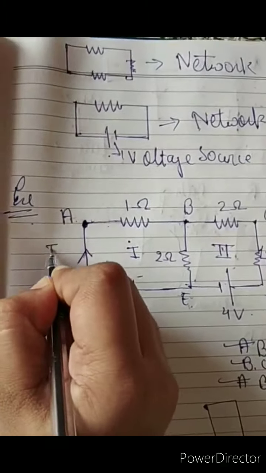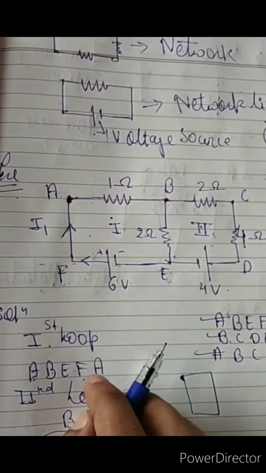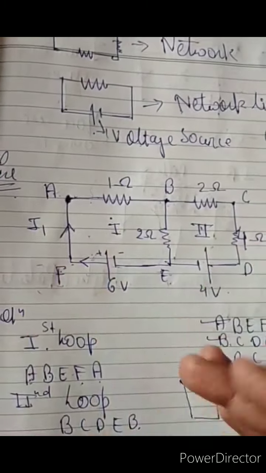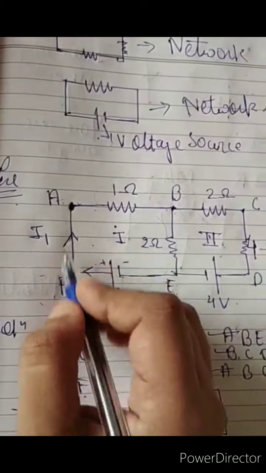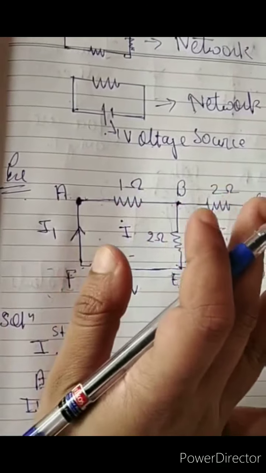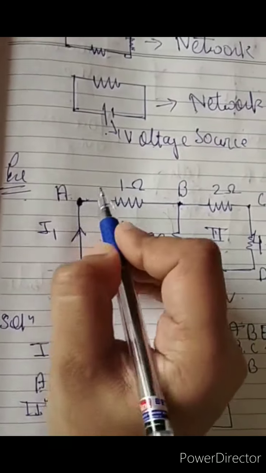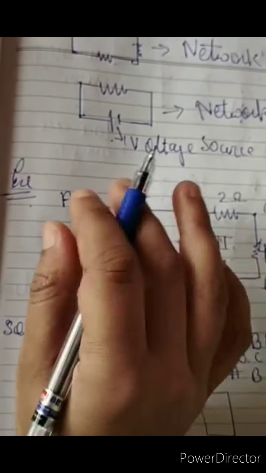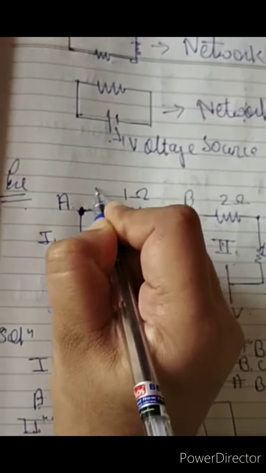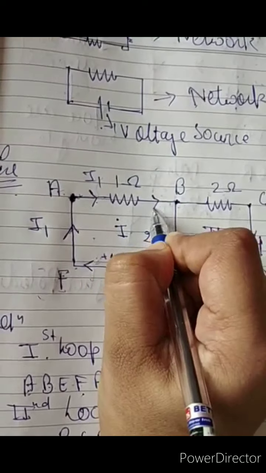Let's say current is flowing I1. First loop, so I just take I1. Here there is no resistance, so no potential drop. Same wire, same wire. Here also no resistance, so the same current I1 will go through it. Same current I1.